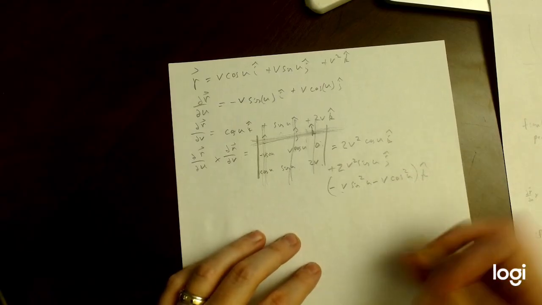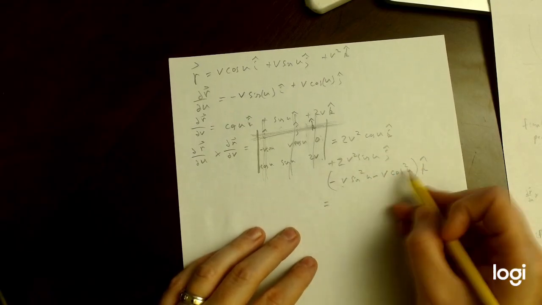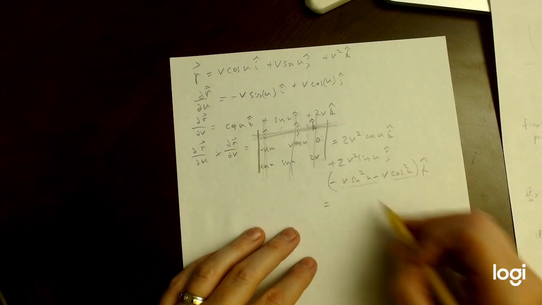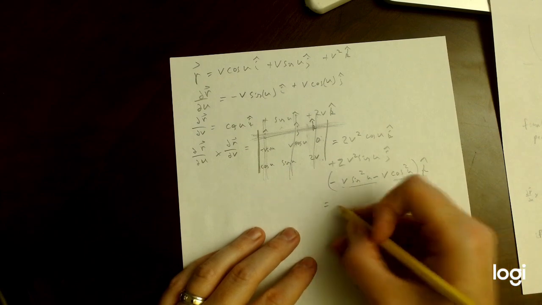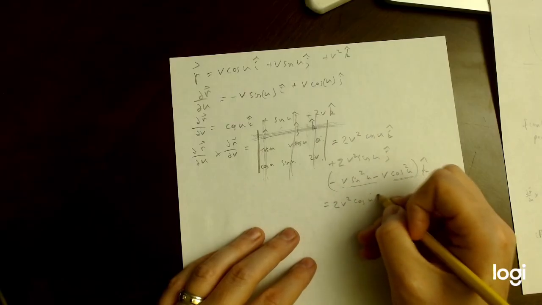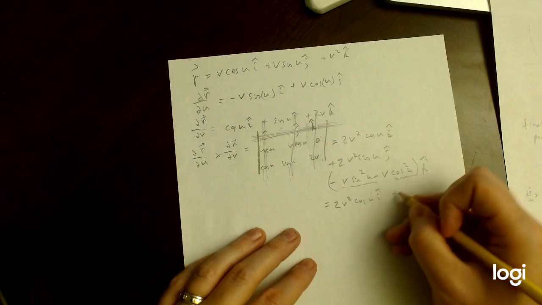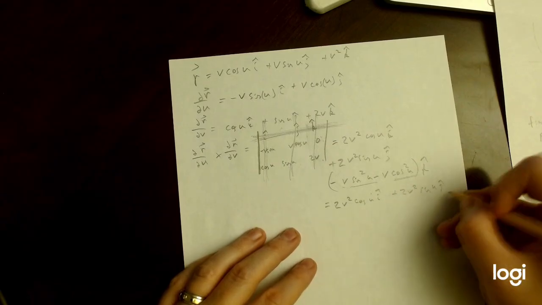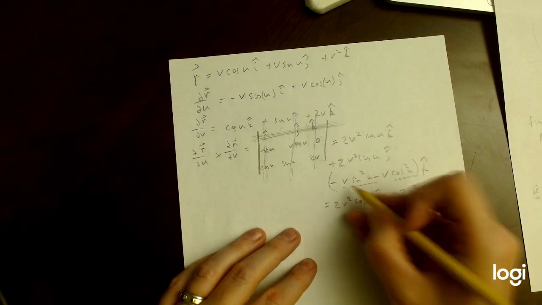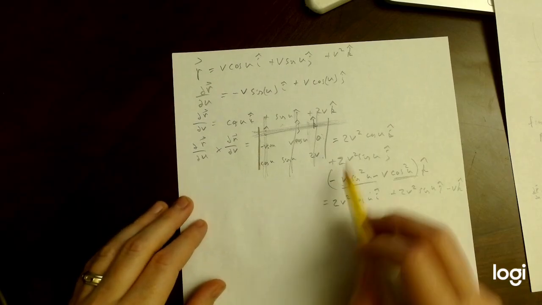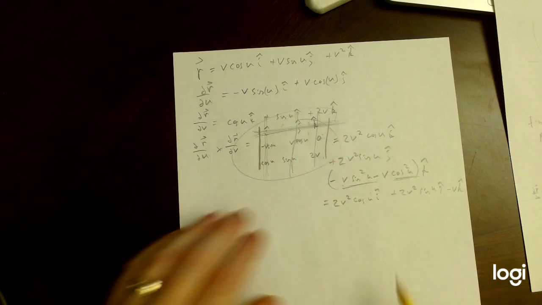That's k hat there. And this one we can see is just going to be, we've got sine u and sine squared and cosine squared. So this will just be 2v squared cosine u i hat plus 2v squared sine u j hat, and then just minus v k hat, because this will just add to 1.